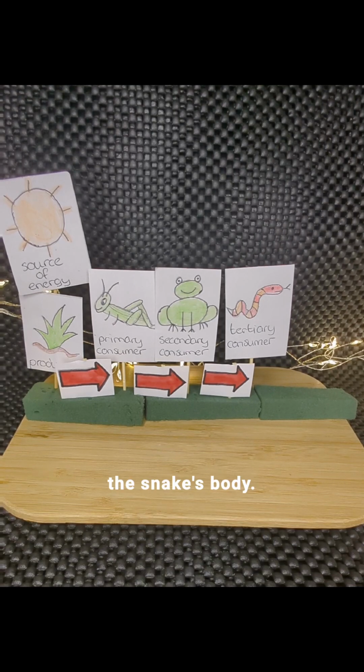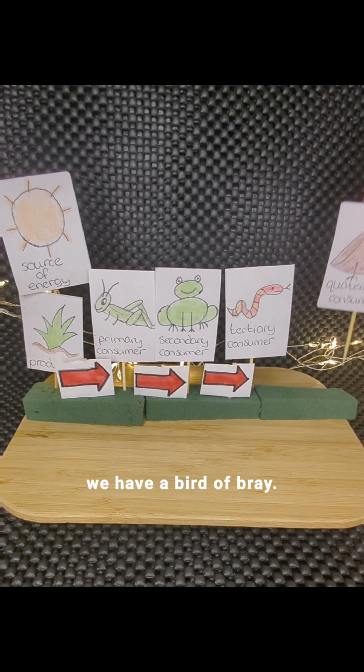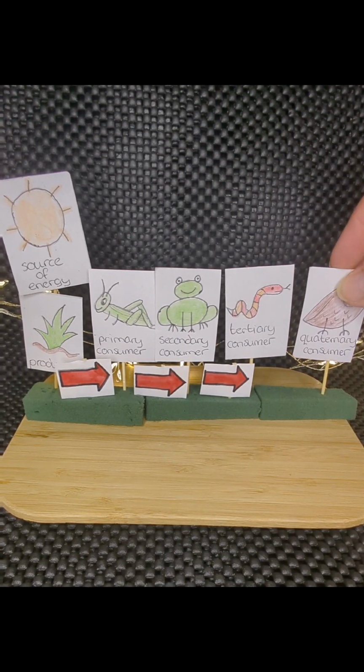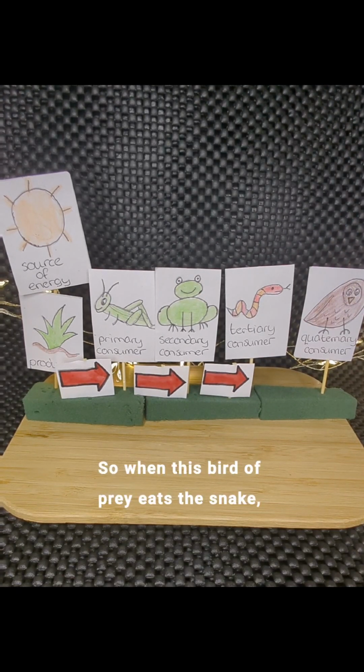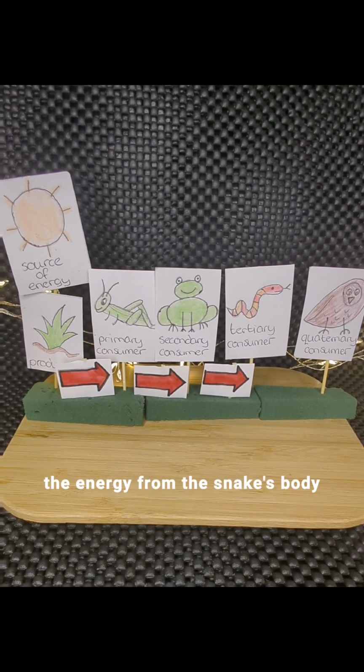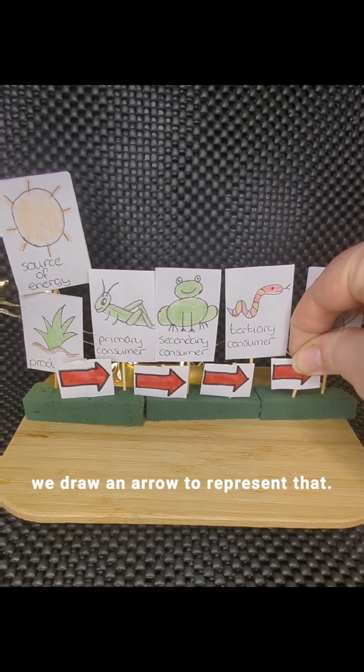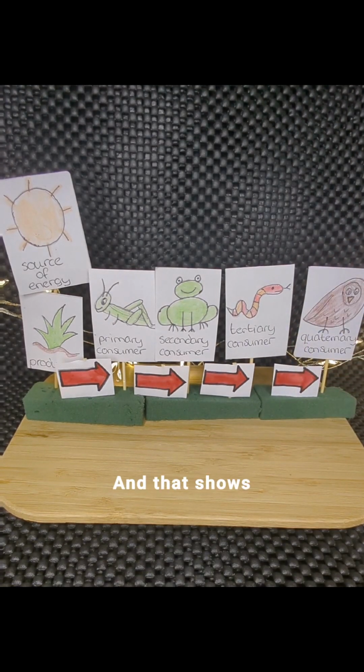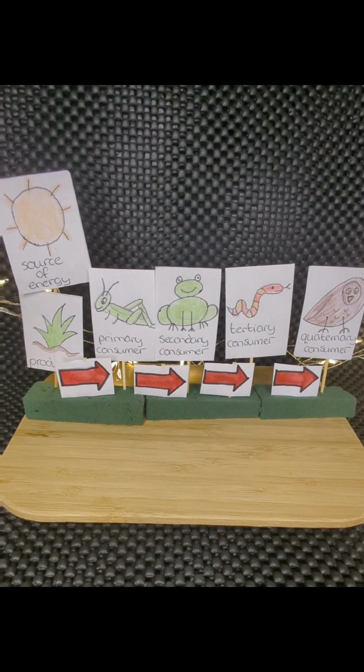And last up is the quaternary consumer. And in this case, we have a bird of prey. So when this bird of prey eats the snake, the energy from the snake's body is going to go into the bird's body. Therefore, we draw an arrow to represent that. And that shows a full food chain.